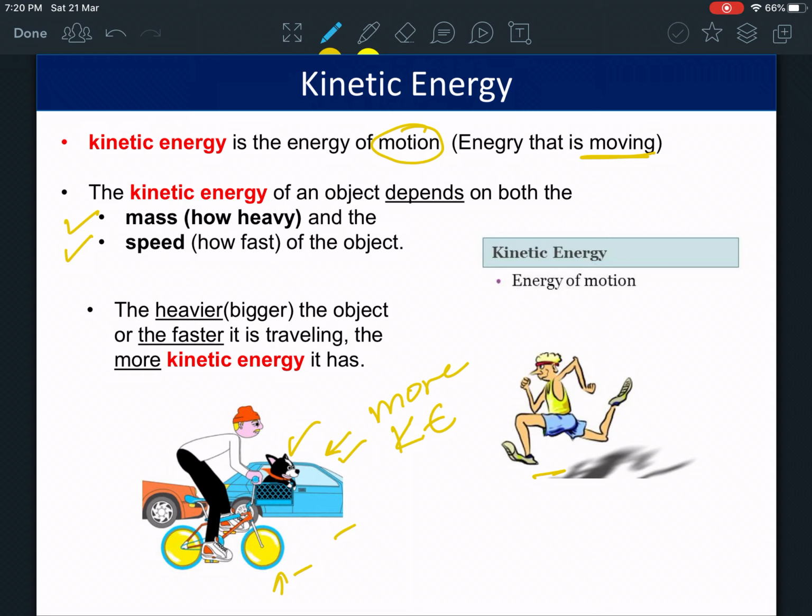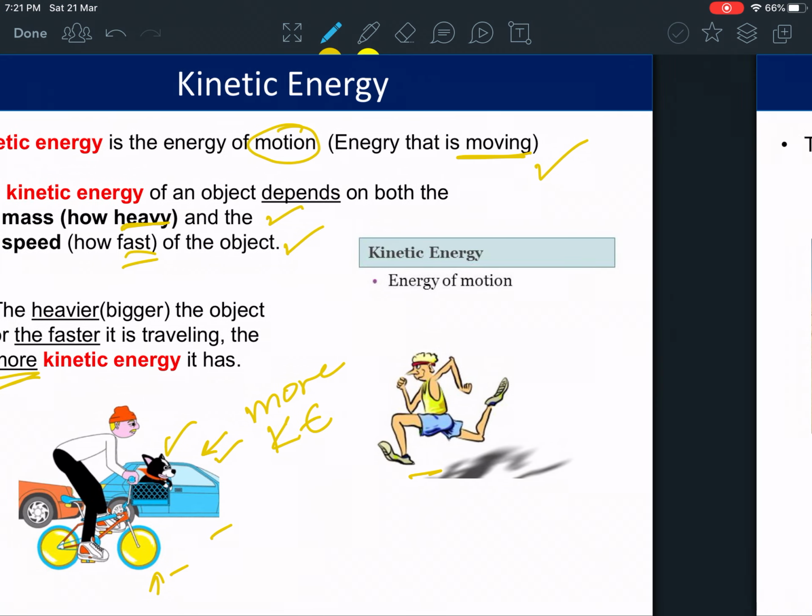Why? Because first, it's heavier, so how heavy. And second, it's faster, so how fast. So mass is how heavy and speed is how fast. These two things are what kinetic energy depends on. So the heavier the object is, or the faster it's traveling, the more kinetic energy it has. Okay? So this is what kinetic energy is. Basically energy that is moving.